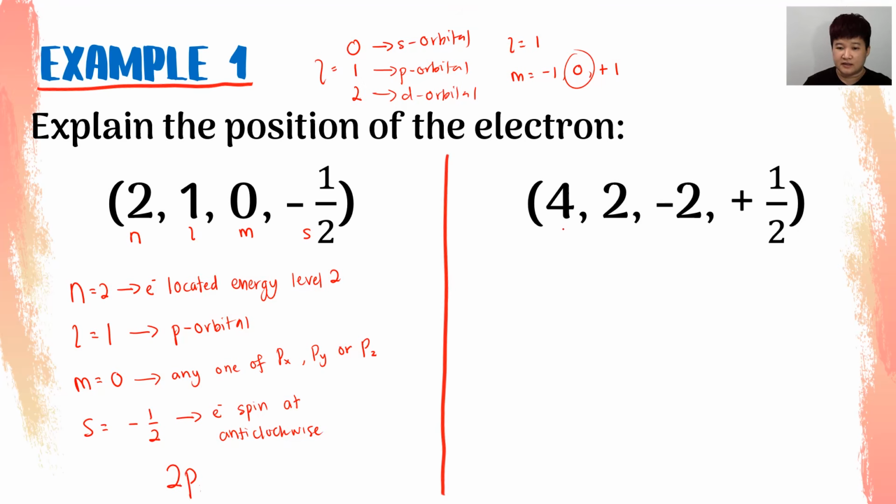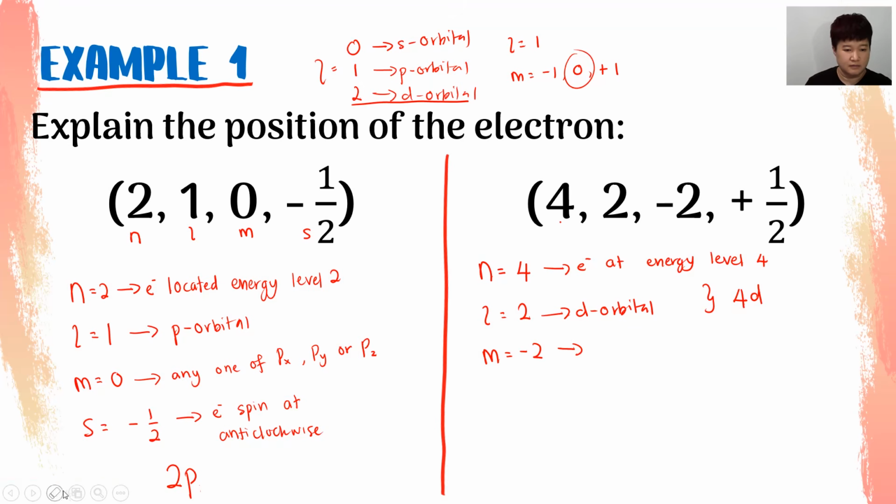Next, that is my n. My n now equals 4. That represents the electron at energy level 4. And you can see that L is 2. So when L is 2, it's a d orbital. And therefore, that will give rise to 4d. m equals negative 2 means it will take any one of the d orbital arrangements.